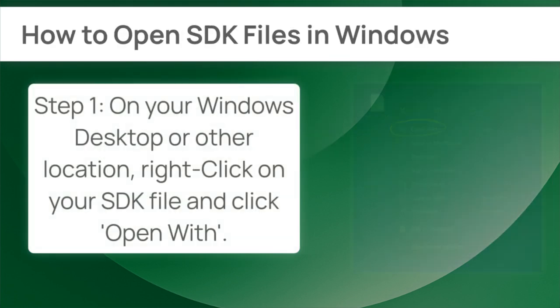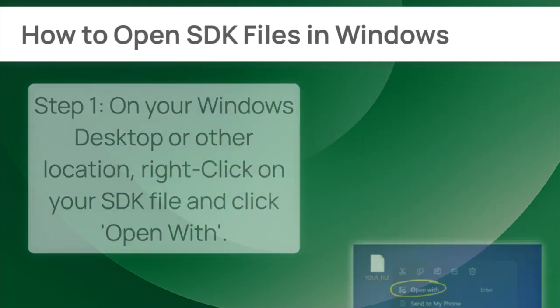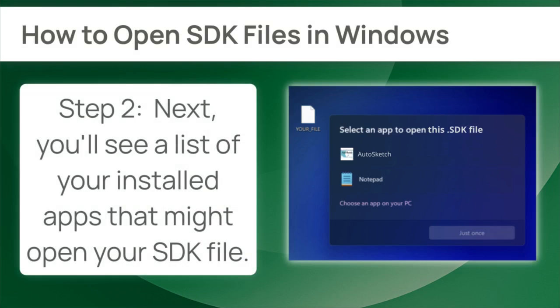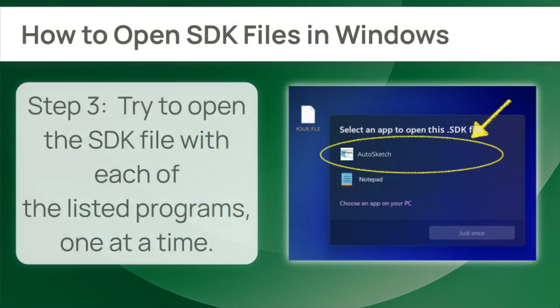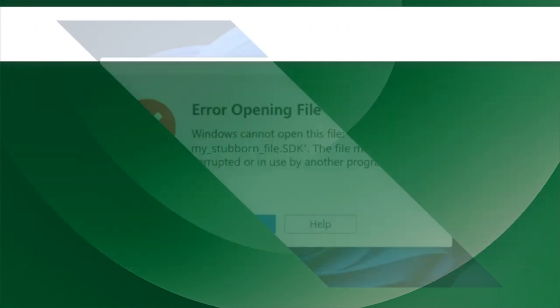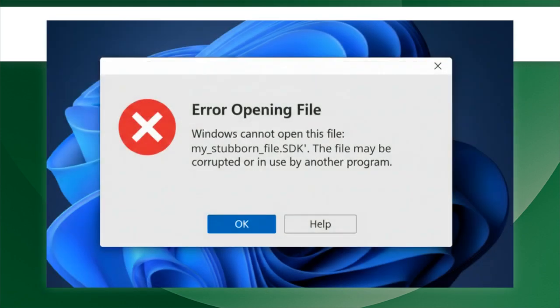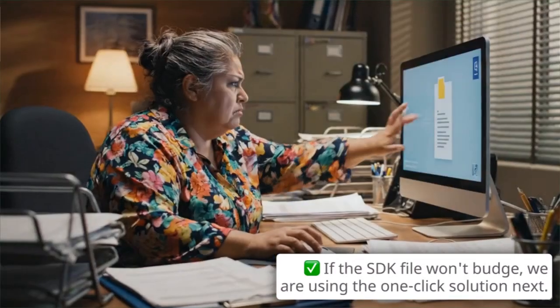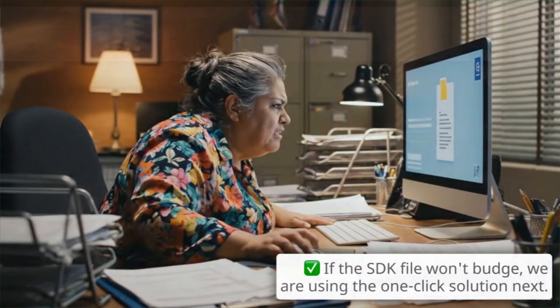We are testing every application for file recognition. Right-click your SDK file and choose Open With. Test AutoSketch first. If it fails, select another application. The right reader is in there somewhere. If your SDK file will not open yet, do not panic. Let's systematically test the most common failure points to isolate the issue with your SDK file.